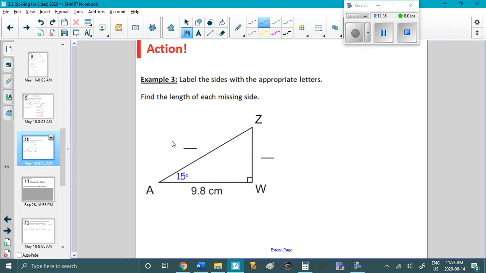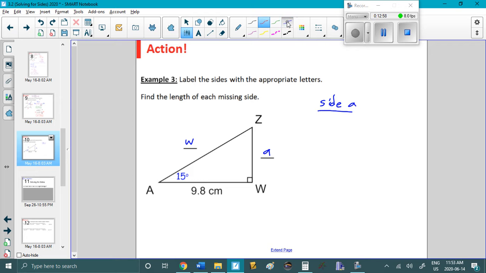I think this is the last question I'm going to do, and then I'm going to have you do the rest for practice. All right, so label the letters again. So across from A, we got little a. Across from W, we've got little w. So we're going to solve for side A, we're going to solve for side W. The order doesn't really matter. I'm going to solve for side A first, because why not?